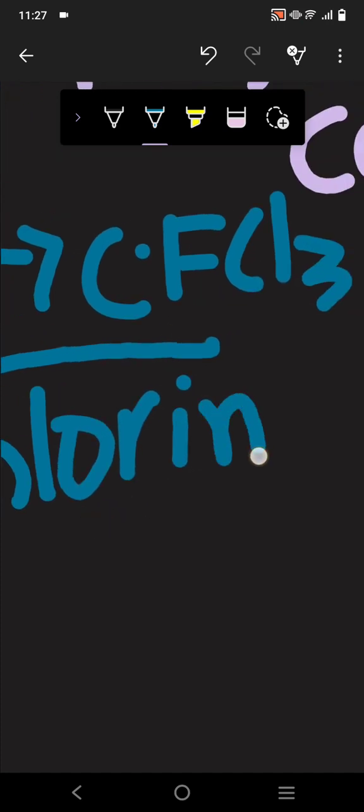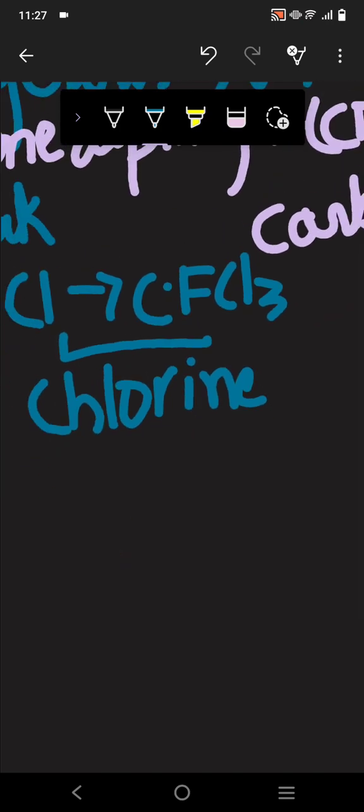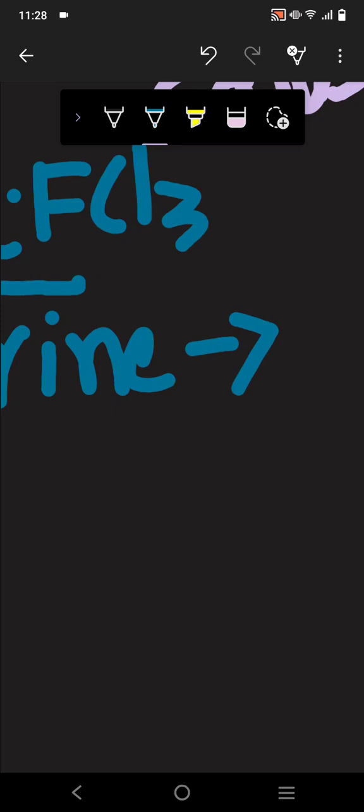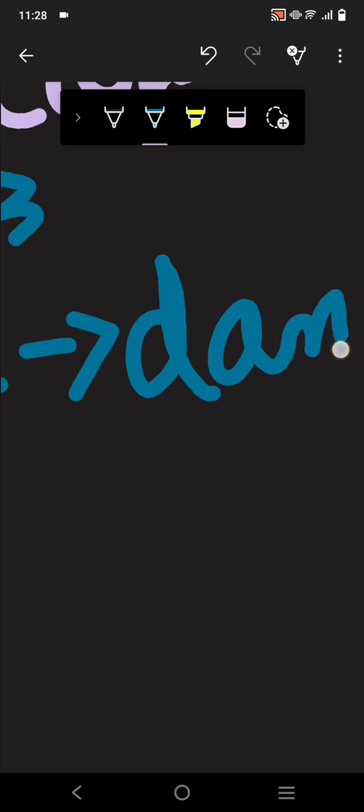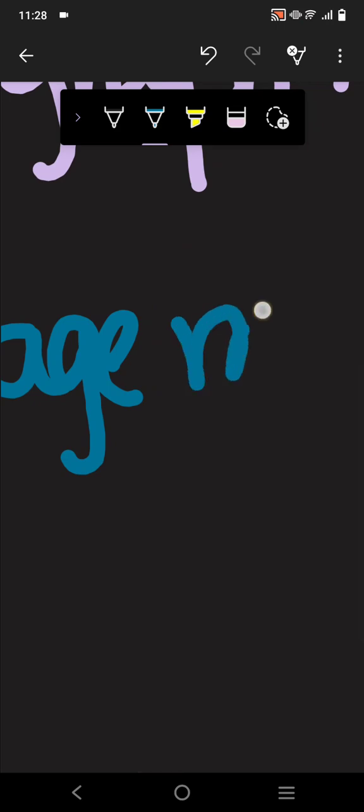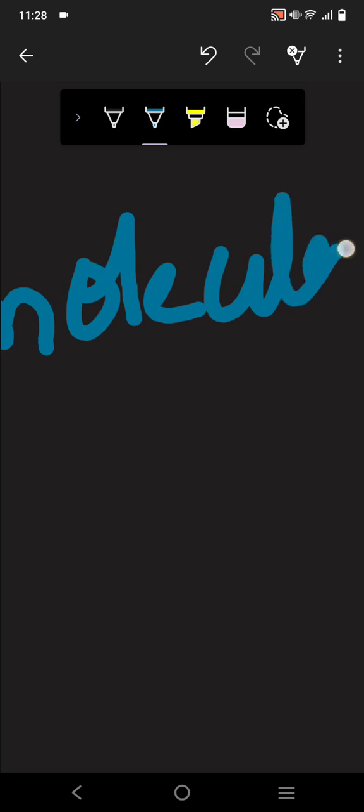Those free radicals of chlorine are very, very harmful. Let's see how a single free radical of chlorine can damage millions of ozone molecules. So you can see how the ozone is now depleting. This is how the ozone is depleting.